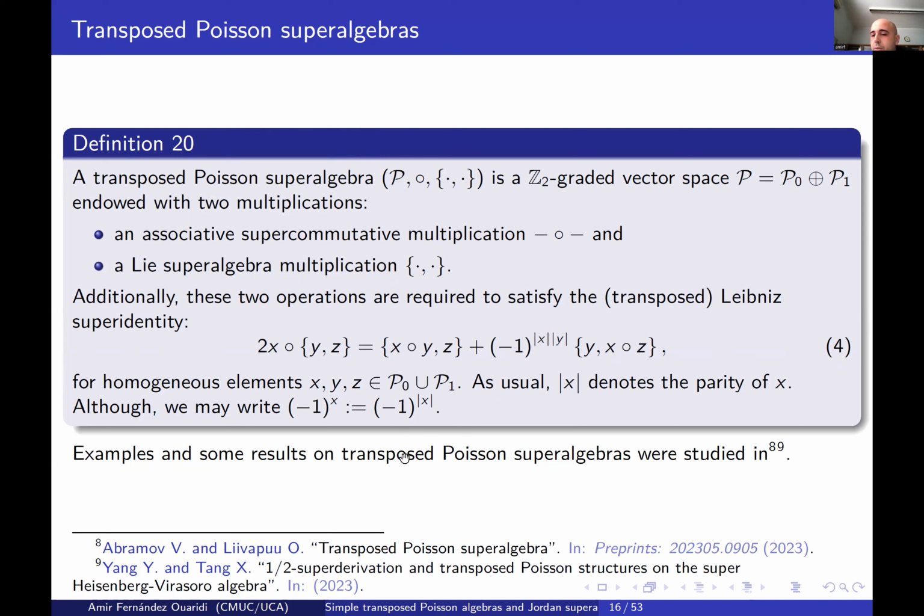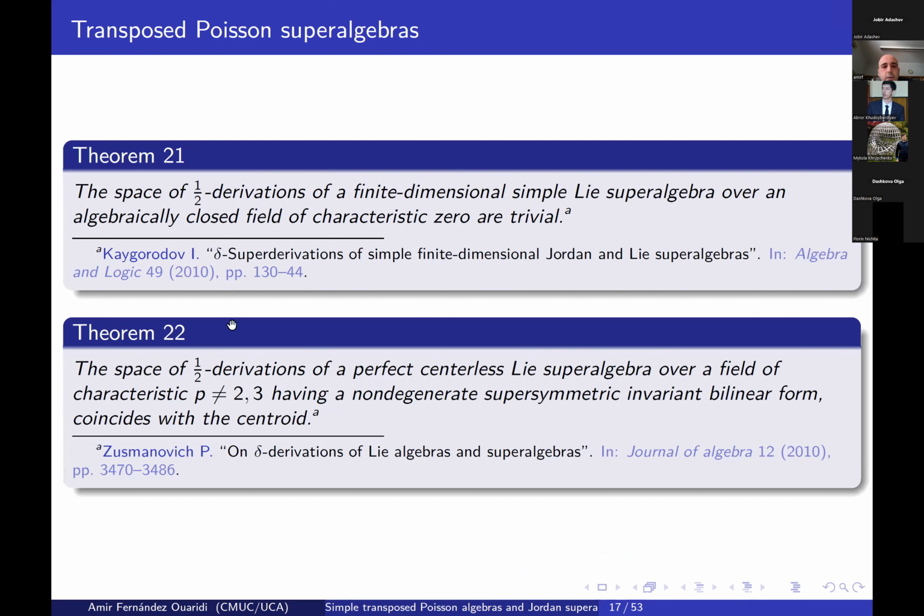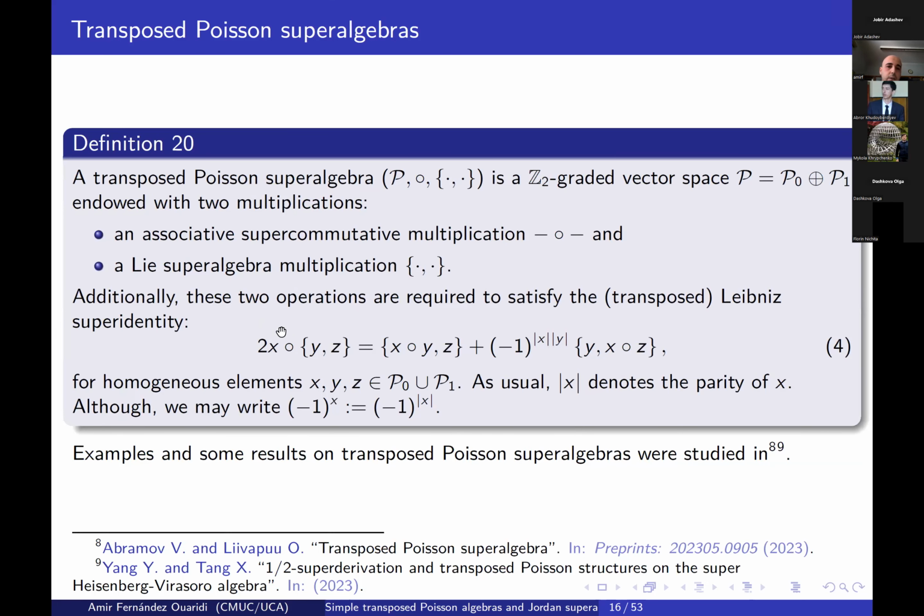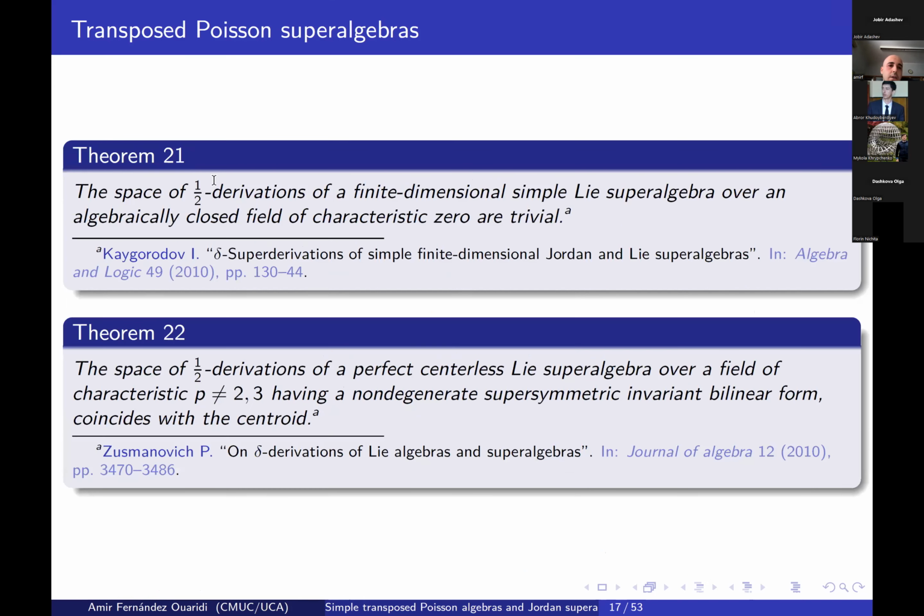On the topic of, as you can expect, we can also define some kind of super derivation, and we will have that the associative supercommutative multiplication will be a 1/2 super derivation of the Lie superalgebra multiplication. Okay, so look, in a paper by Kaygorodov, it was proved that the space of 1/2 derivations of a finite-dimensional simple Lie superalgebra over an algebraically closed field of characteristic 0 is trivial.